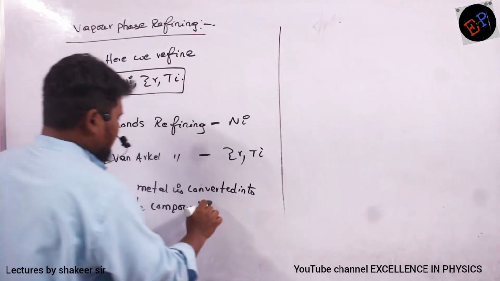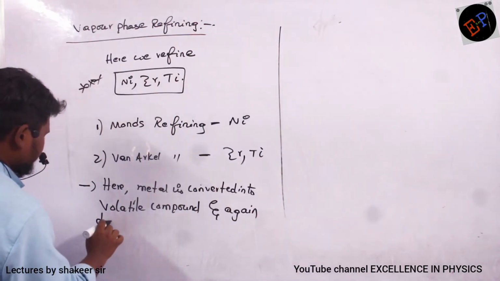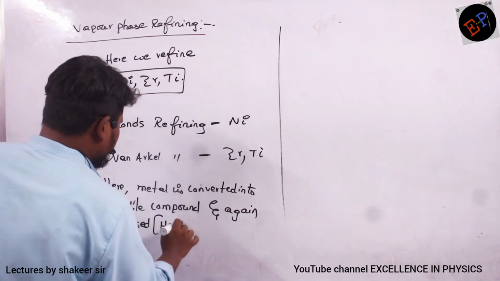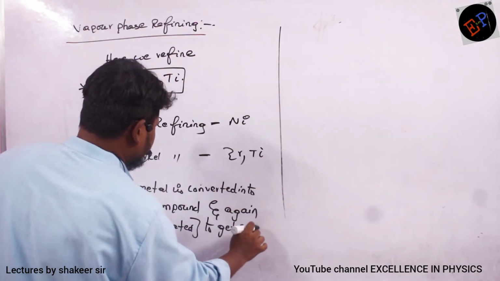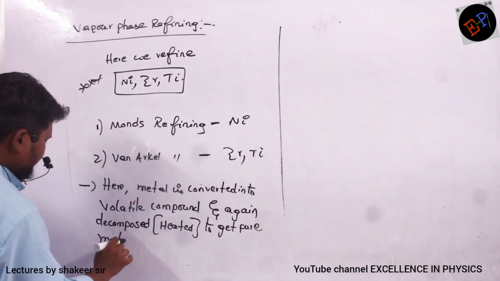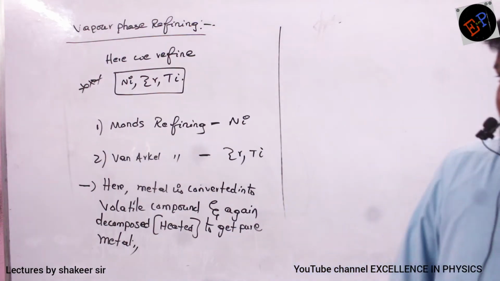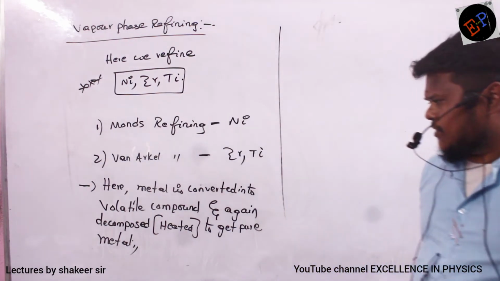Okay? And again it is decomposed, or you can call it heated, to get pure metal. So this is the technology we are using in this last type of refining, which is called vapor phase refining. So what is happening here?